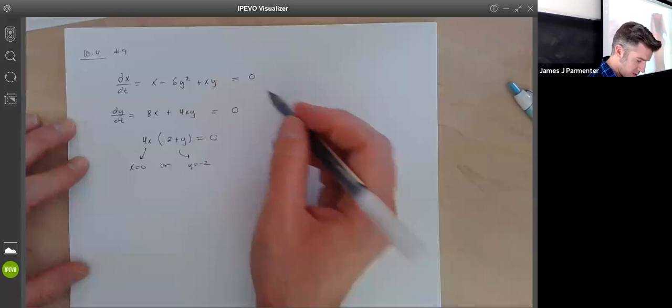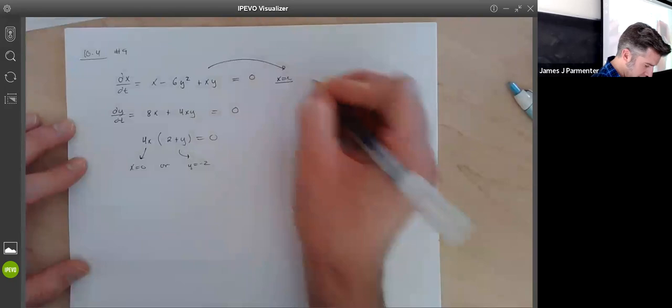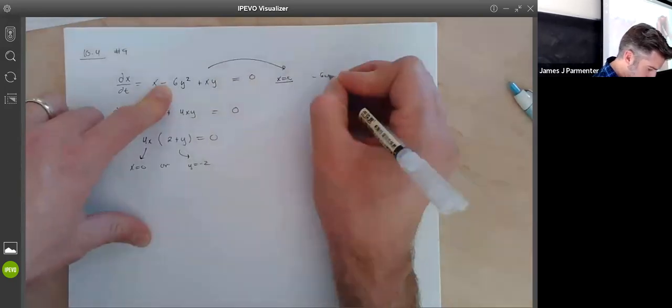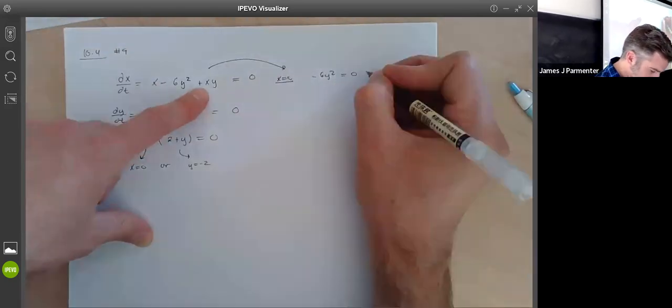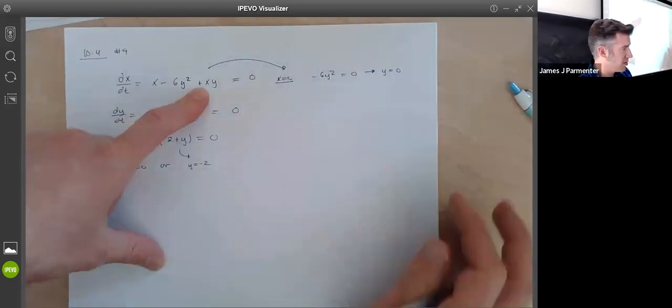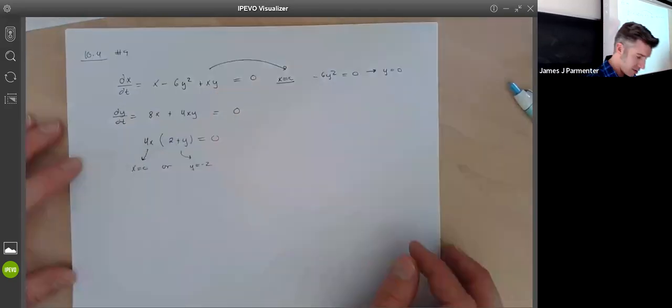So in this first equation, if I set x equal to 0, what do I get? Well, I get 0 minus 6y squared plus 0 equal to 0. So y has to equal 0. It's not always 100% of the time going to be true that you're going to get 0, 0 as an equilibrium, but it's often very true.